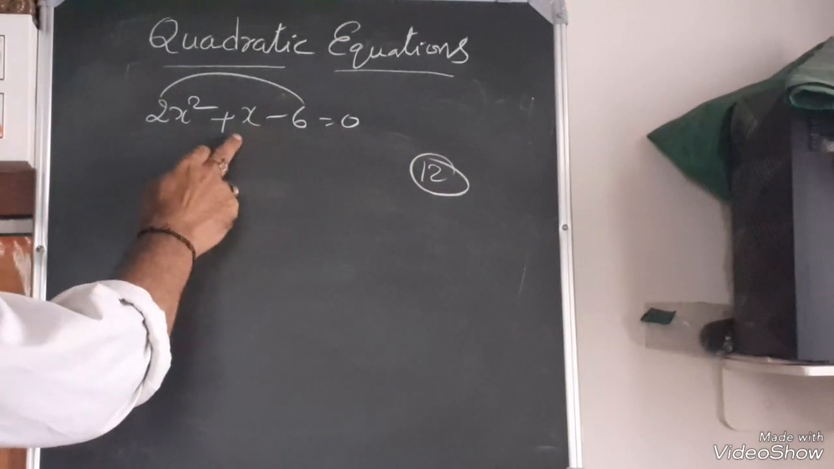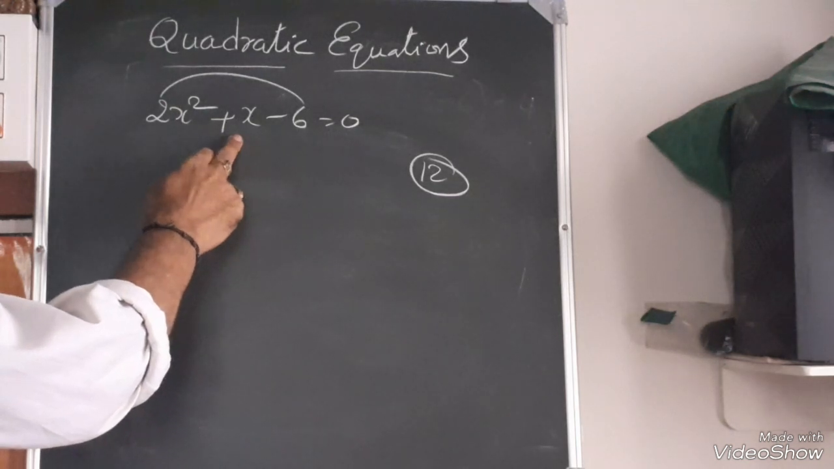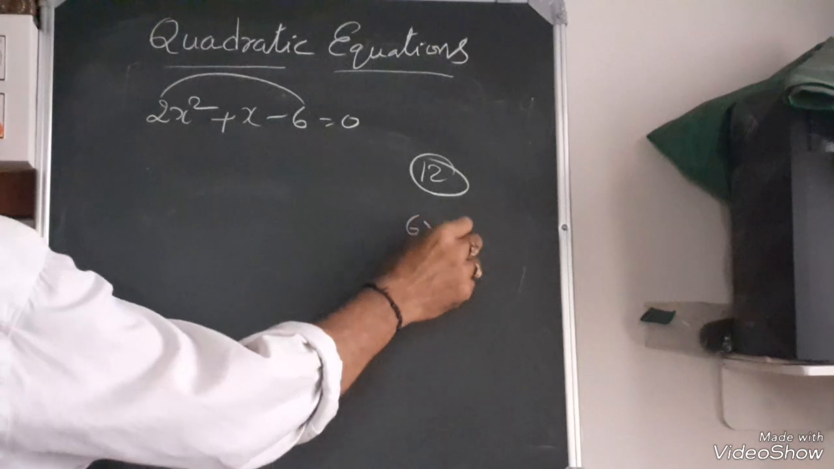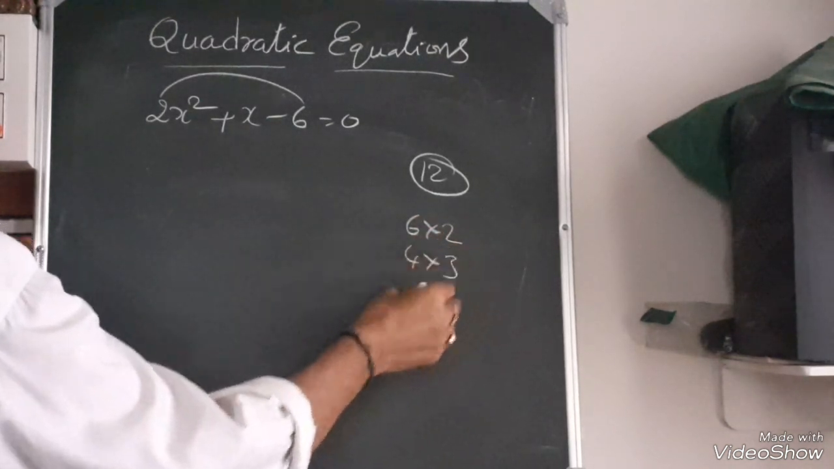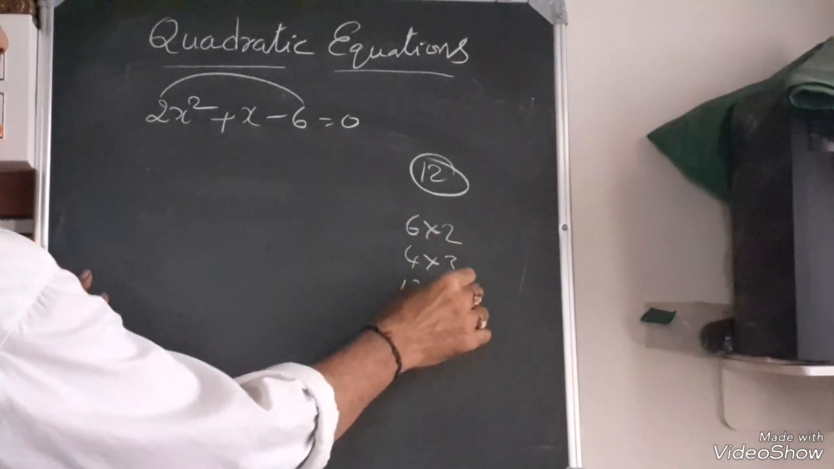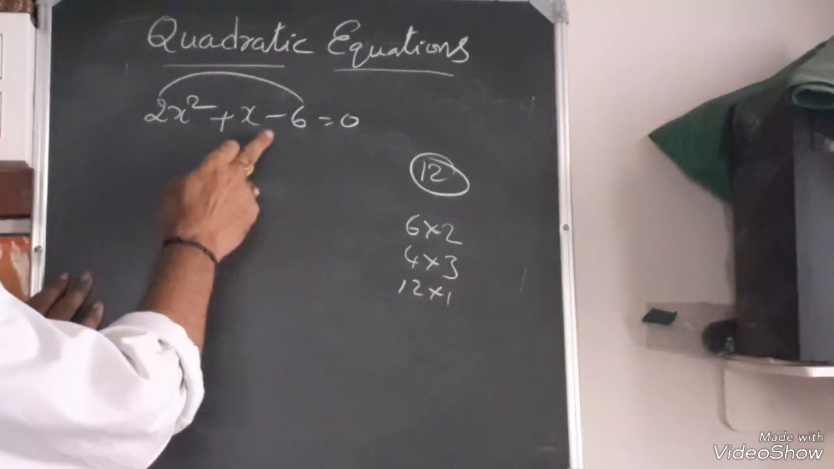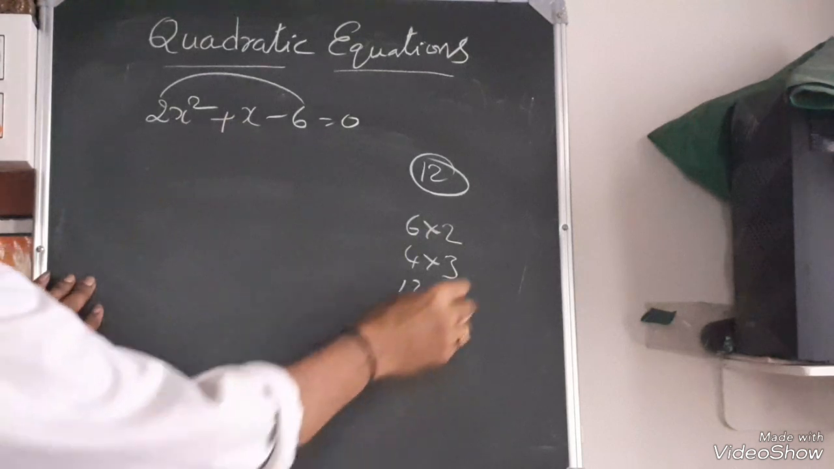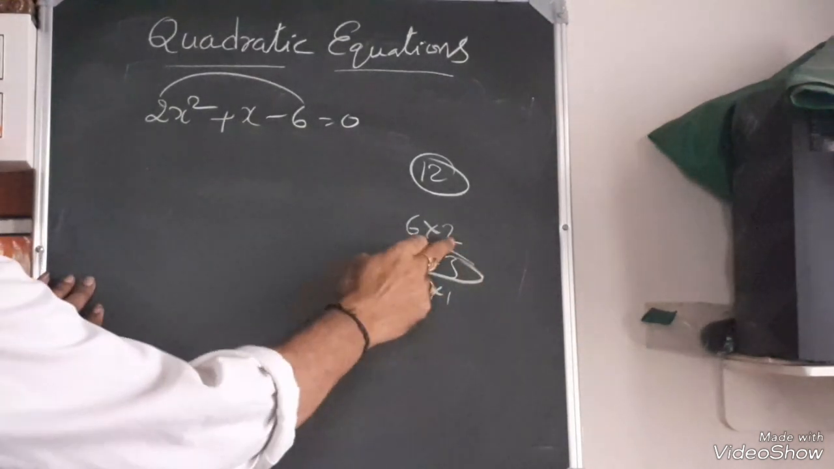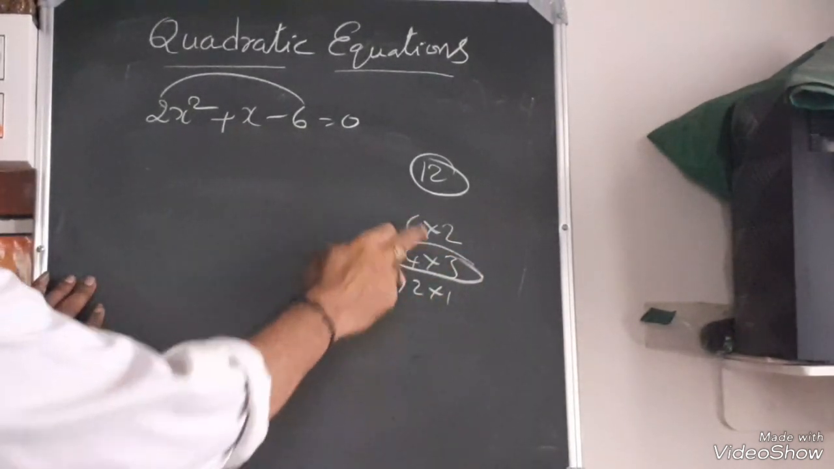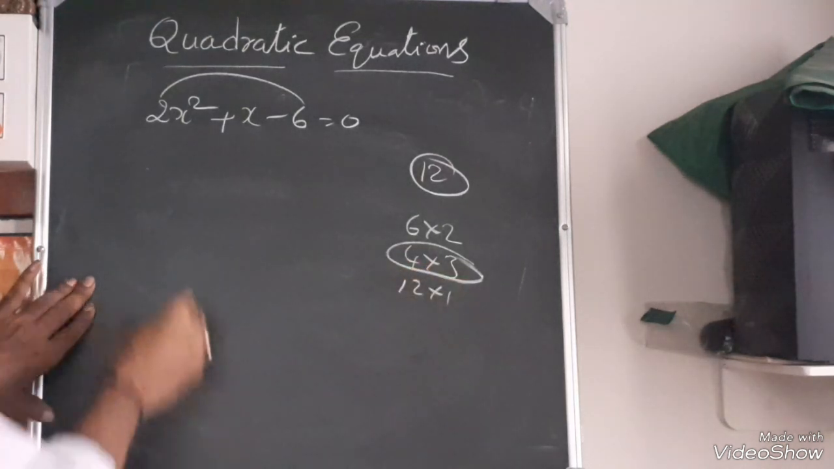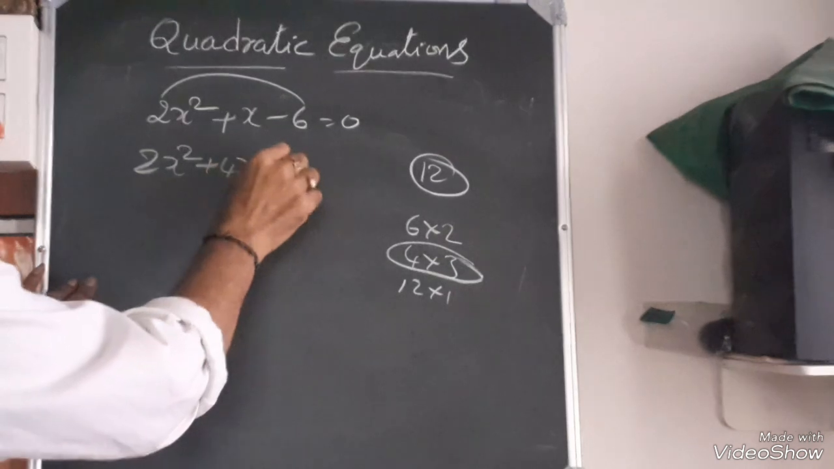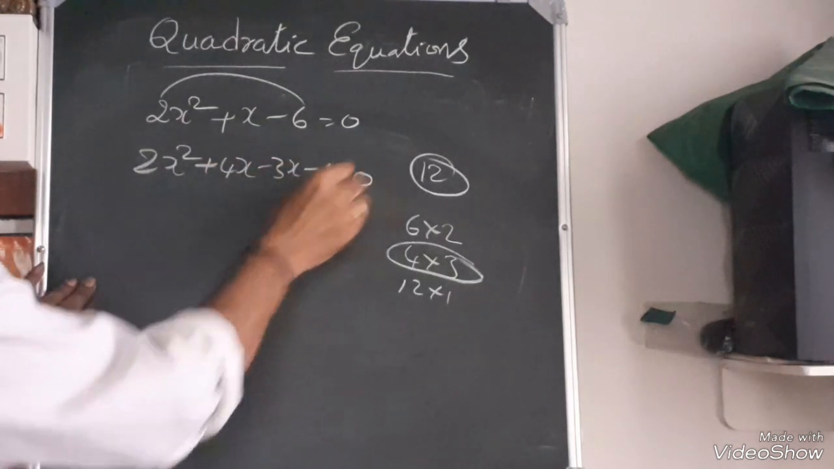By subtracting we have to get 1x, since the coefficient of x is 1. So for 12 we have 6 into 2, 4 into 3, and 12 into 1. We want to get 1 by subtracting. Here the difference is 4, here 11, so we won't take these. So 4 into 3 only we take. Then you can write 2x square plus 4x minus 3x minus 6 equal to 0.